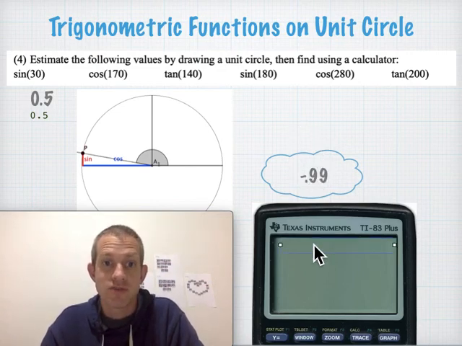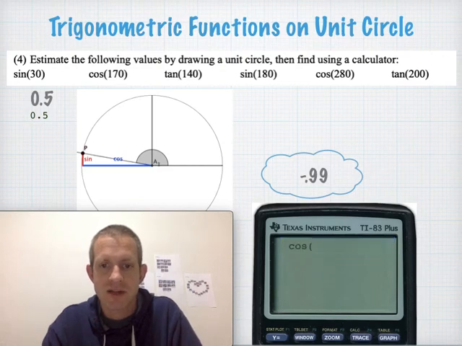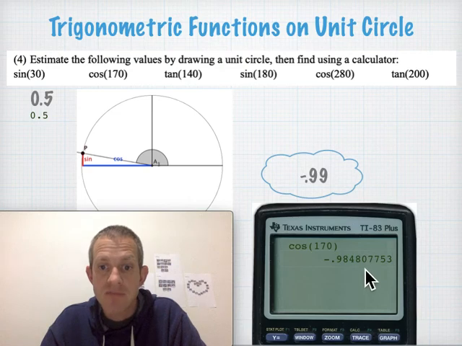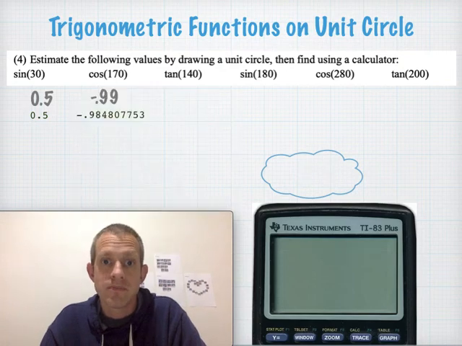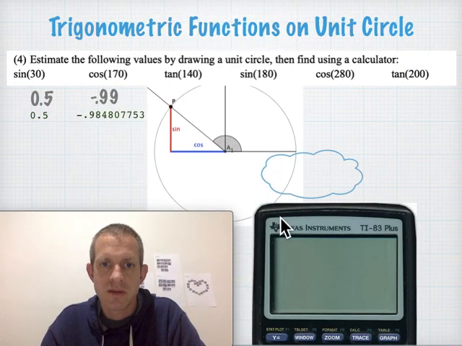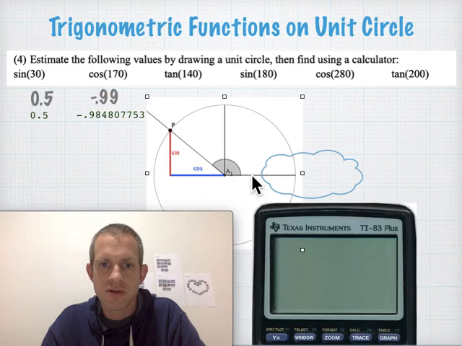Now I'm going to reach for my calculator and type cosine of 170. And the calculator gives me negative 0.9848. That's pretty close to our estimate. Let's try another one. Tangent of 140. Here's about 140 degrees.